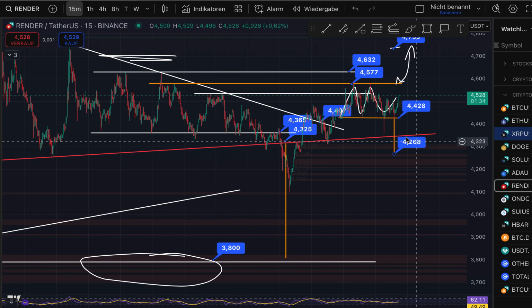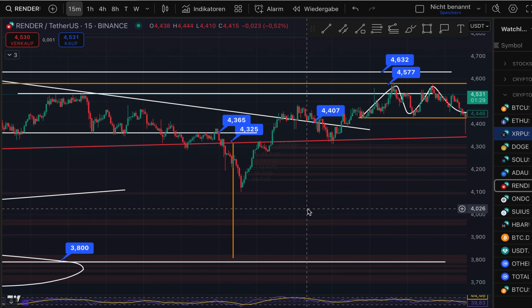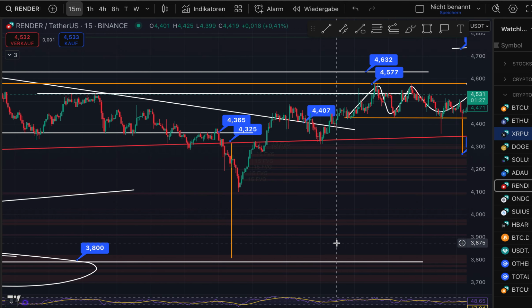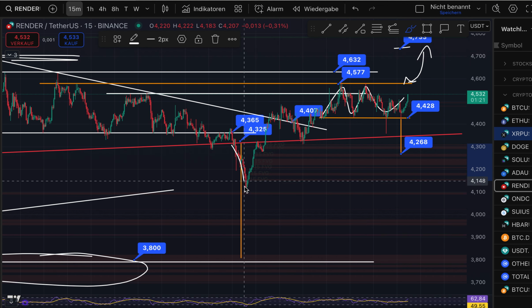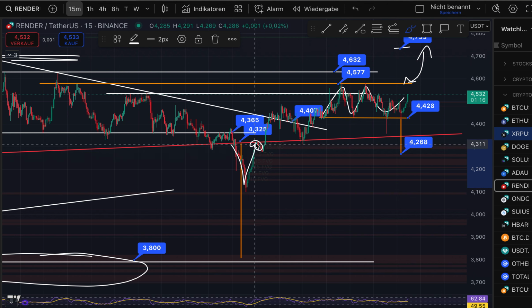So if we break the red trend line to the downside with a sustainable breakout, it means I want to see a breakout candle and a retest afterwards. And we can also have 5 candles like this, for example, lower than that. Here was, for example, the retest, but the follow through failed, so we bought up.